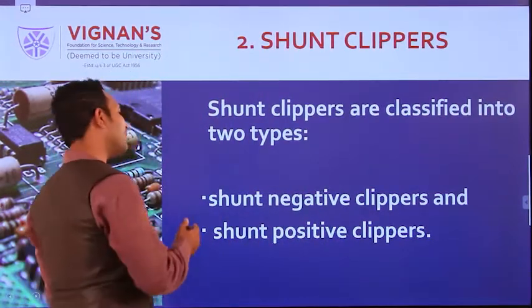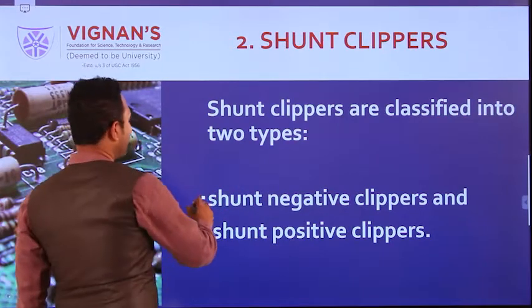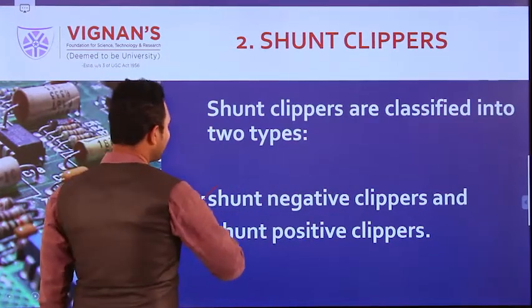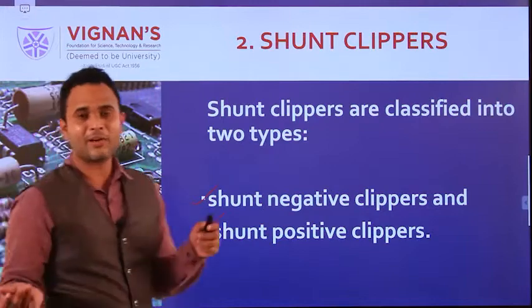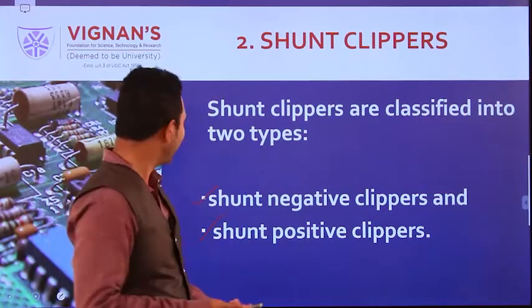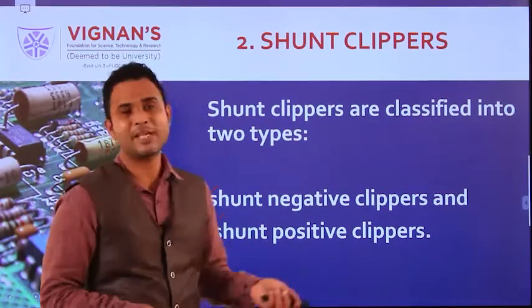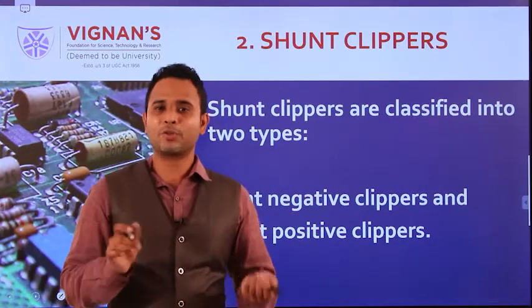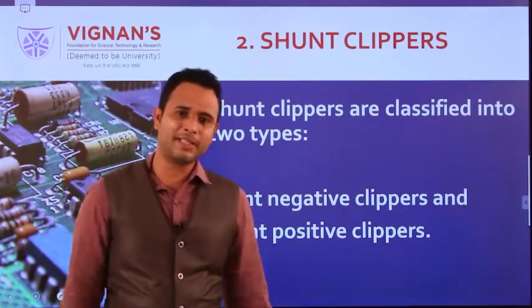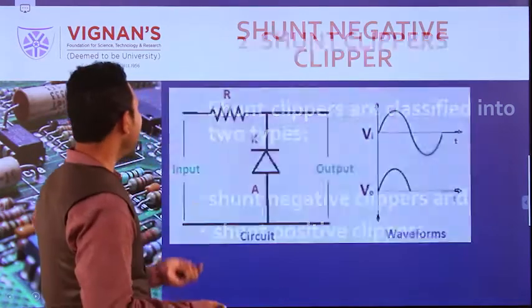Generally, shunt clippers are further classified into shunt negative clipper and shunt positive clipper. So there are also two types of clippers, positive clipper and negative clipper. Here also we can apply the positive reference and negative reference. We can discuss that in the next session.